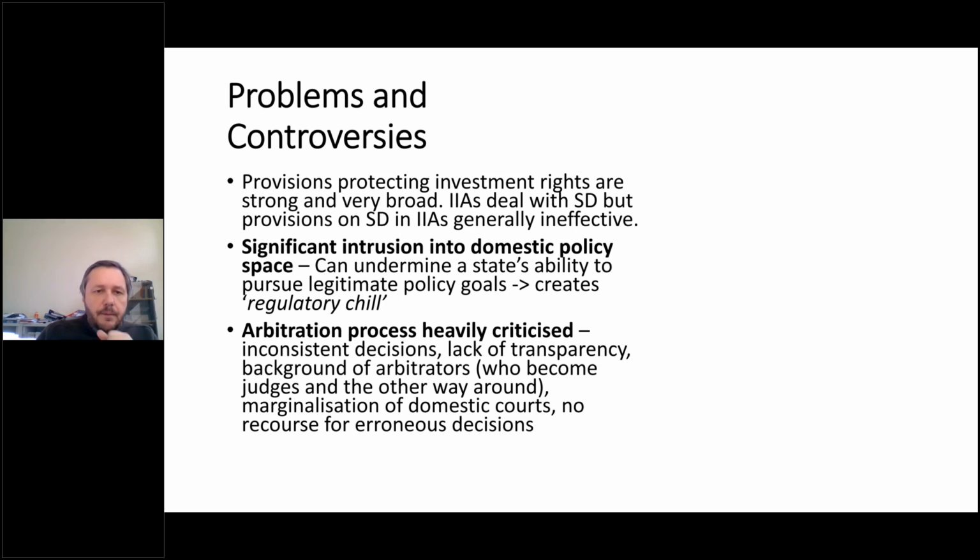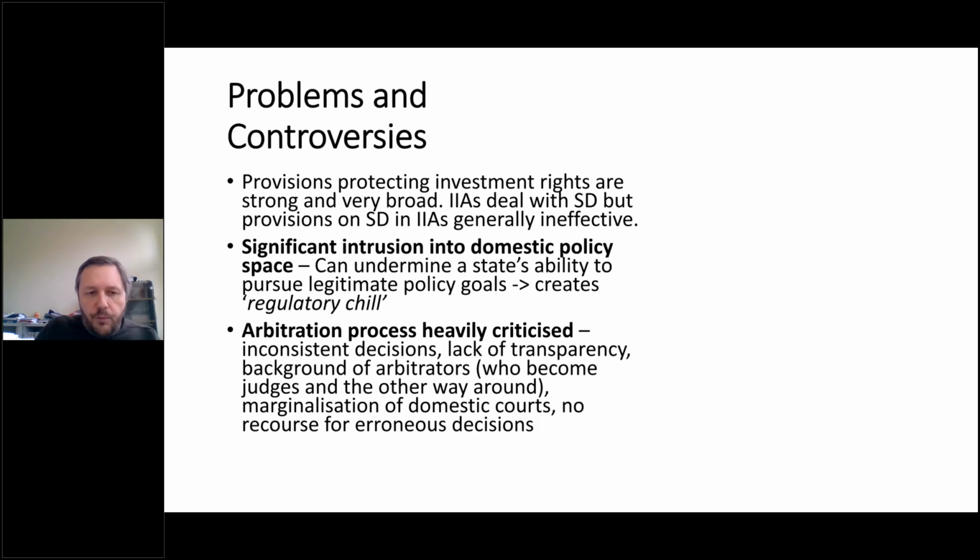That, of course, then leads to what some might see as significant intrusion into the domestic policy space. And it's one of the reasons why I chose the Vattenfall case, because what you see happening here is that although there's a demand for stricter environmental regulation, the opposition by a single actor, in this case Vattenfall, can hollow out the ability of a state to really pursue such an environmental policy.